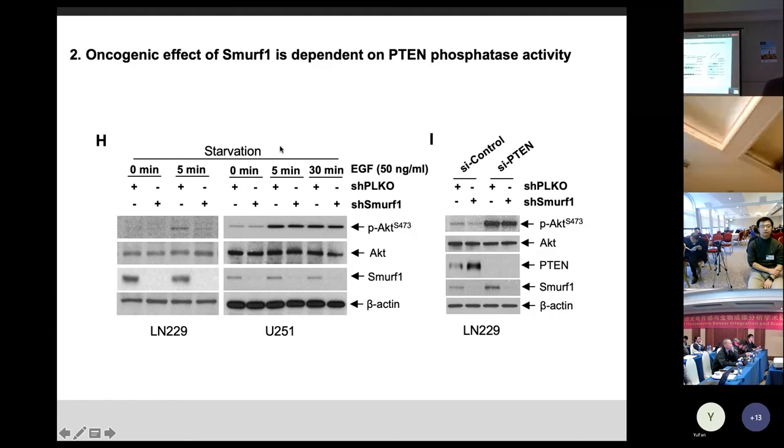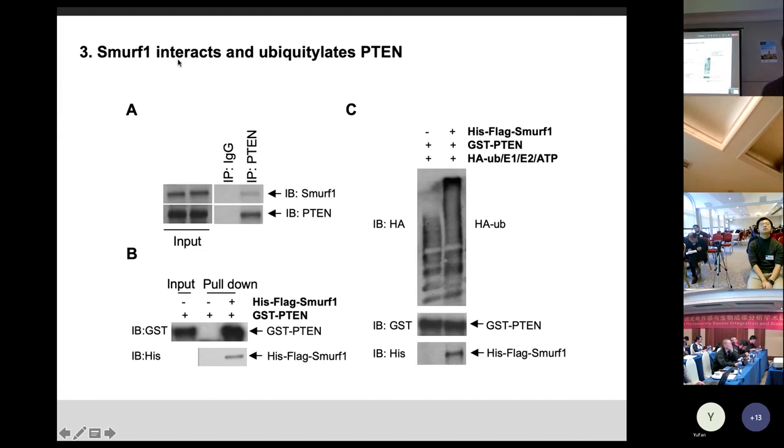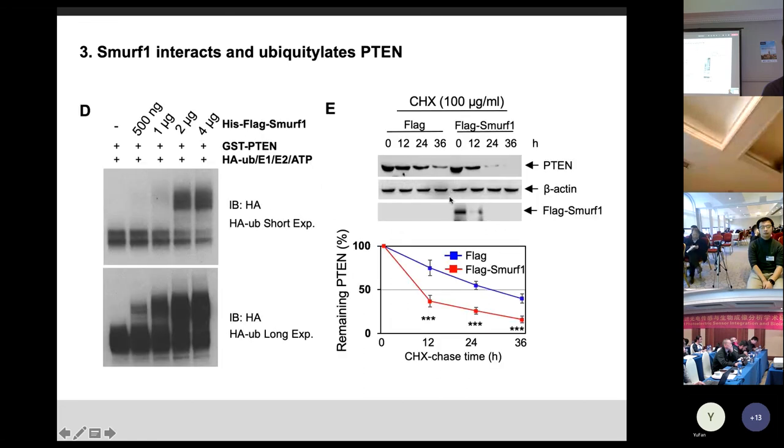And this is the starvation experiment, where we want to see how the signaling was affected. We give EGF, like I told you initially, we give the factor stimulation, and then we can see hyperactivation of phospho-AKT, etc. By targeting SMURF1, this hyperactivation was inhibited. And this is direct evidence that SMURF1 can interact with PTEN and give PTEN ubiquitination. And this is what the PTEN ubiquitination looks like, can directly interact.